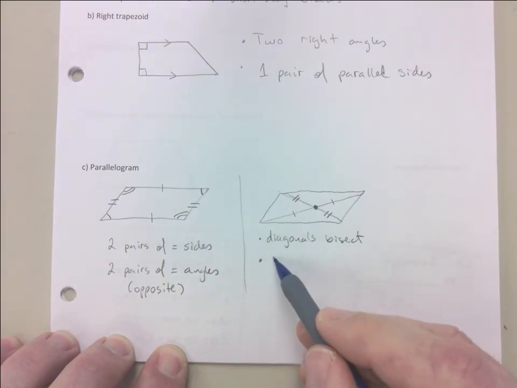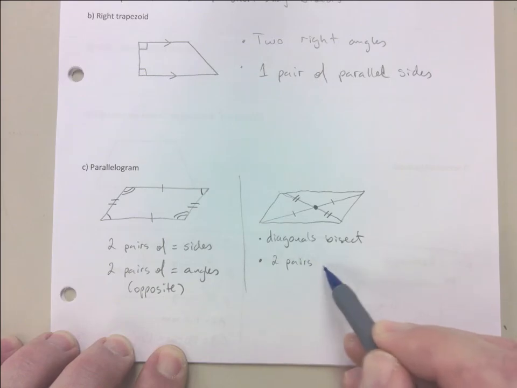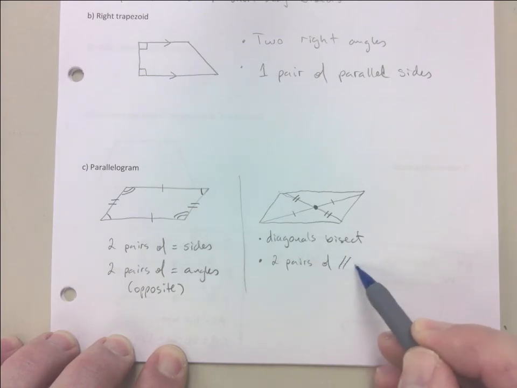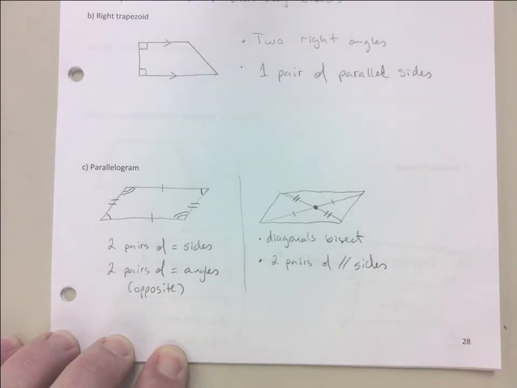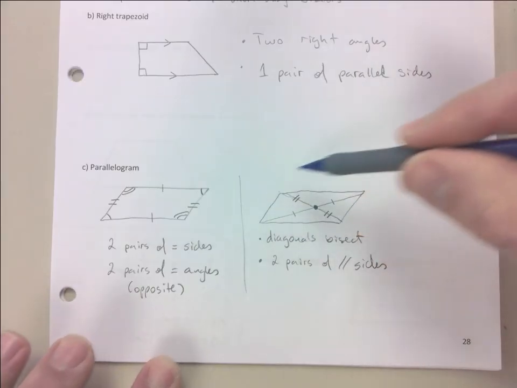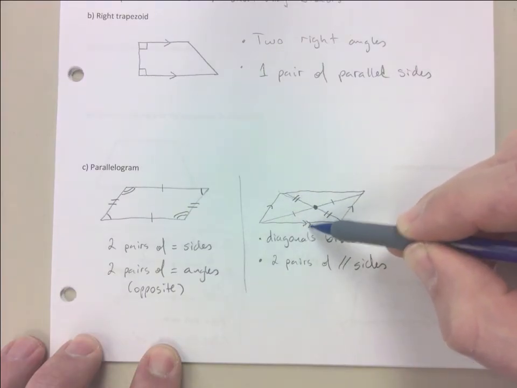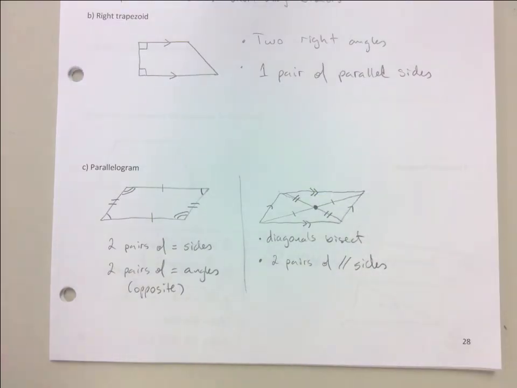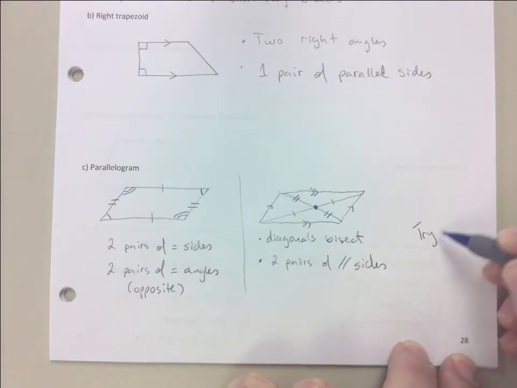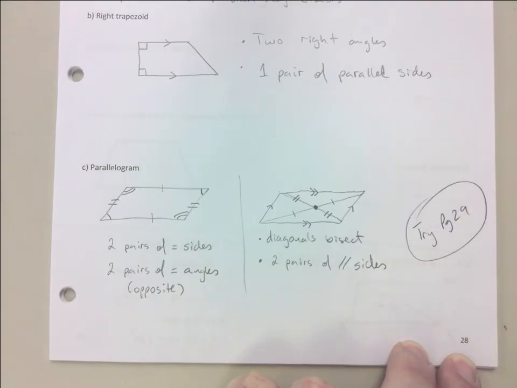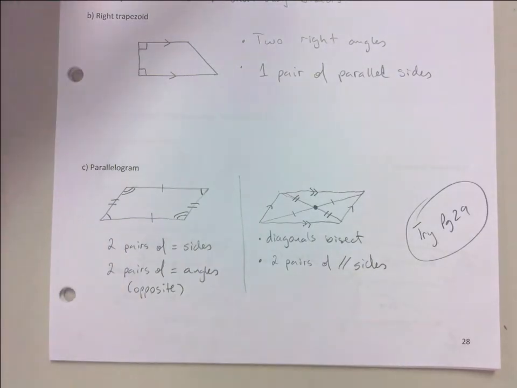And let's do parallel sides. Two pairs of parallel sides. You don't have to mark it necessarily, but I will. So this is parallel to that. This one is parallel to that side. That's all you need to do. And the list goes on. I'm going to say try page 29 if you want a bit more practice just with this, just sketching and identifying properties.